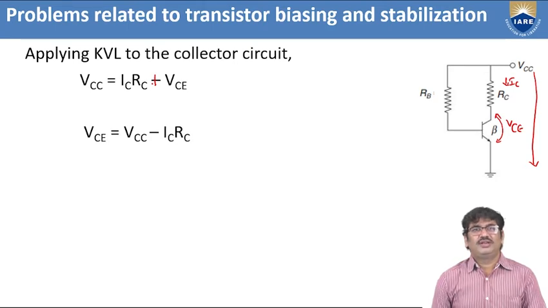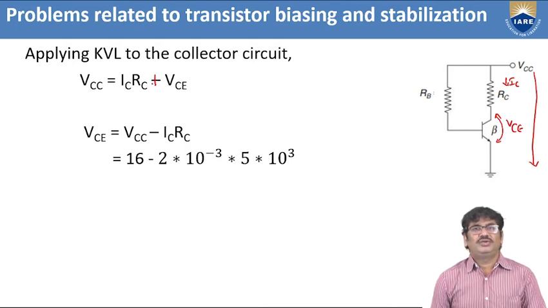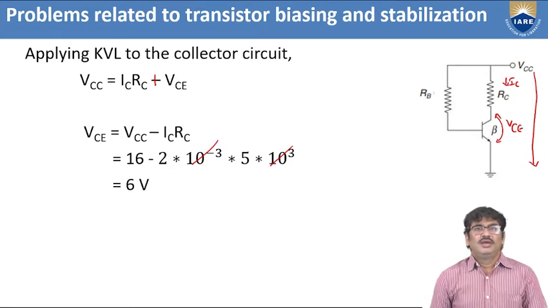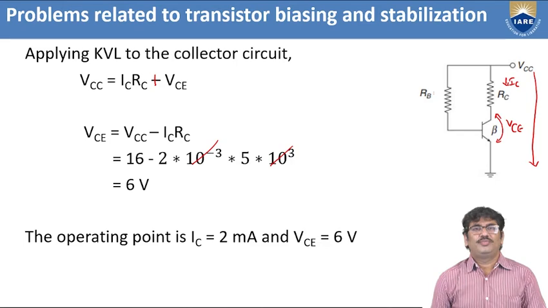Substituting the corresponding values, 16 minus 2 into 10 power minus 3 into 5 into 10 power 3. 10 power minus 3 and 10 power 3 get cancelled. 16 minus 10 will get as 6 volts. The operating point or quiescent point is the VCE value and IC value. So the operating point is given as IC is equivalent to 2 milliamperes and VCE is equivalent to 6 volts.